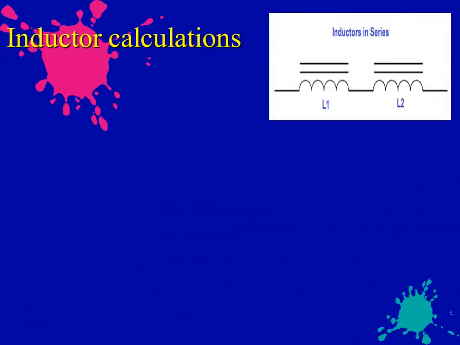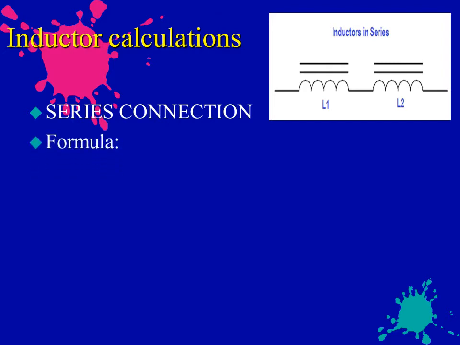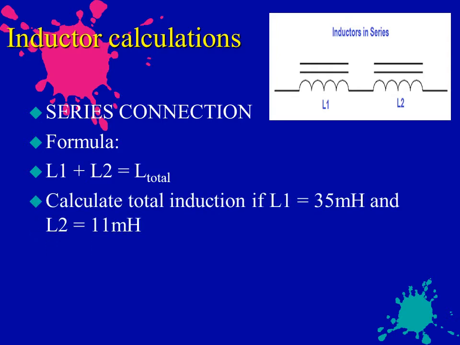Inductor calculations. If we look at inductors in series, the following formula will apply, which works the same as for resistances in series. L1 plus L2 equals L total. If we now calculate the total of the following values, L1 equal to 35 millihenries and L2 to 11 millihenries, we will of course then get 46 millihenries.